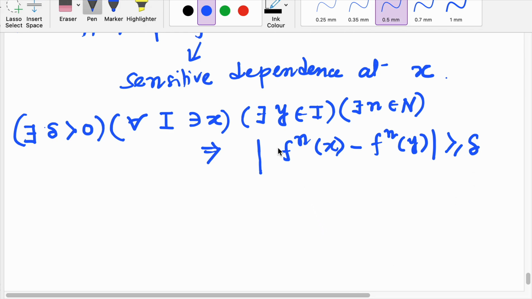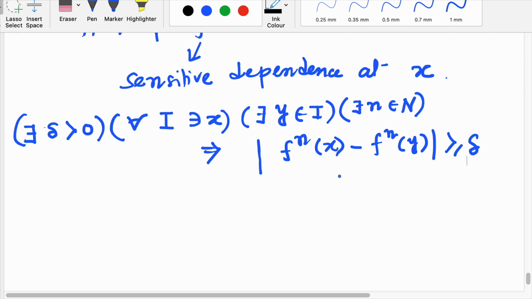Then we will say that this x has sensitive dependence, because no matter how close we start to x, there will always exist an n and a y for which these 2 points go far apart from each other. That's why this x has sensitive dependence.